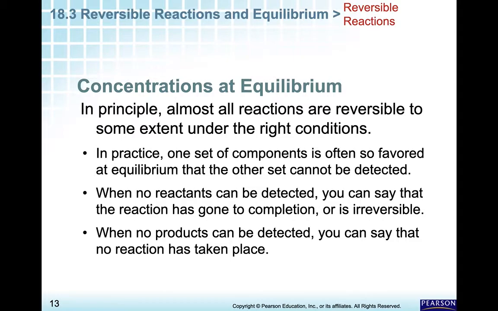And so for most practical purposes, we would just consider that reaction irreversible, because under typical conditions, it really favors one side so much. So in that case, if we have a reaction that is so product favored that we can't detect any reactants, we'd say we had a complete reaction or it was irreversible. If we put two reactants together and can't detect any formation of product, we would say that no reaction took place.